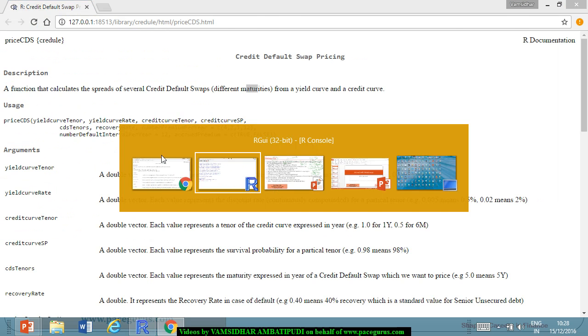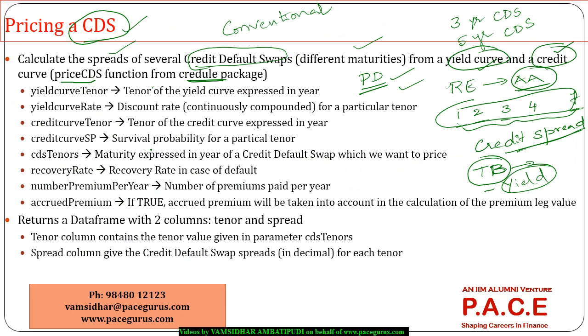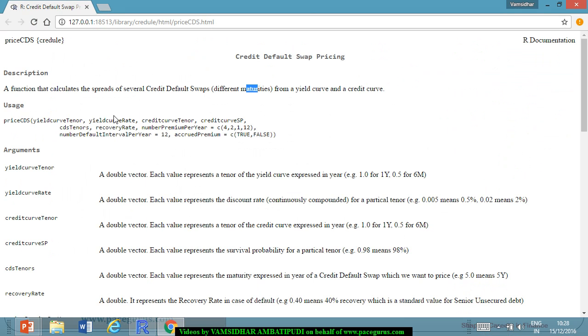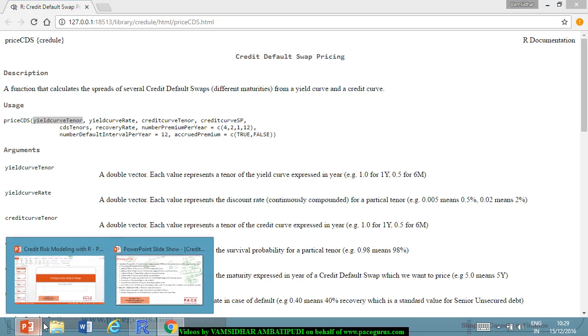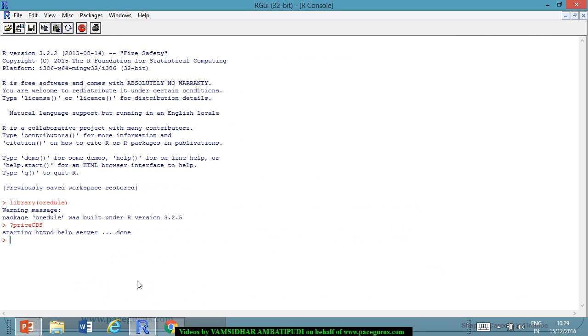If you look at the inputs it is taking, first is the tenure of the yield curve expressed in years. Let me create these as different variables first. So that's the tenure of the yield curve. Let me call this yield curve tenure. Let me take it as 1, 2, 3, 4, 5, 6, 7. I'll take the yield curve up to 7 years.